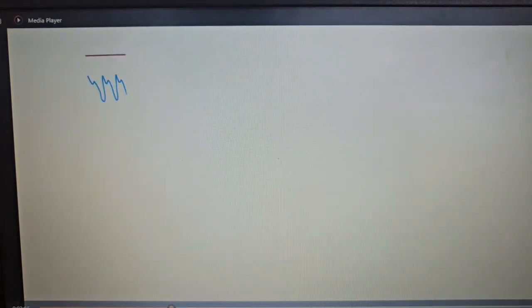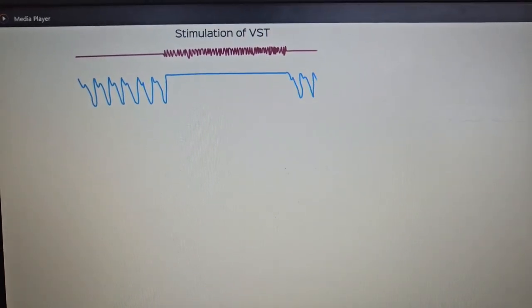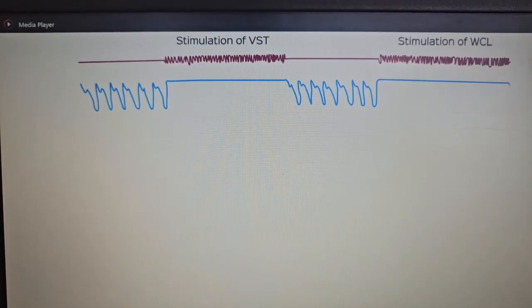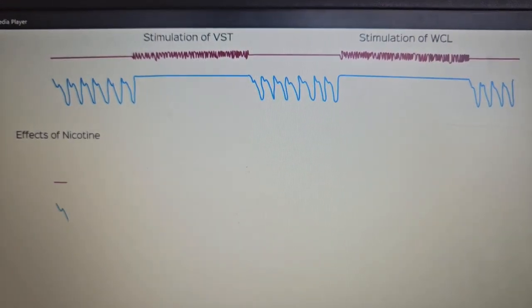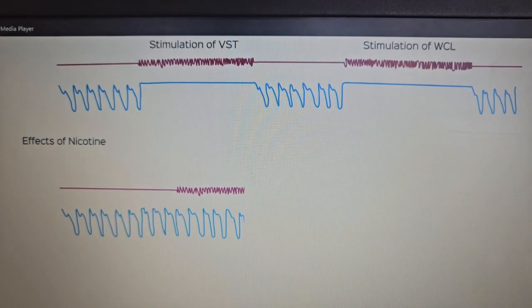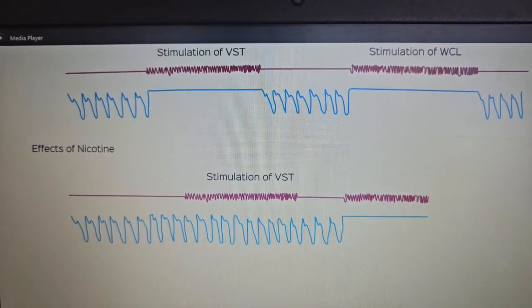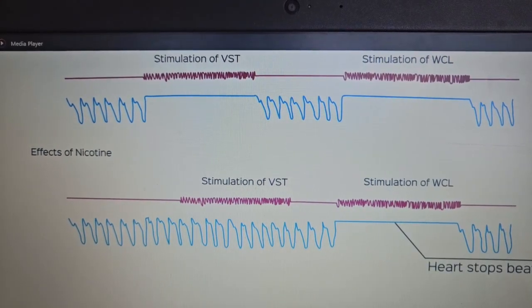In the first graph, when no drug is applied to the heart, when we strongly stimulate the vagosympathetic trunk, the heart stops beating for some time. When we stimulate the white concentric line, the heart stops beating again. Now let's look at the graph after the addition of nicotine. In this graph, we can see that stimulating the vagosympathetic trunk has no effect on the heart. The heart rate and force of contraction remain normal. But when we stimulate the white concentric line, the heart stops.